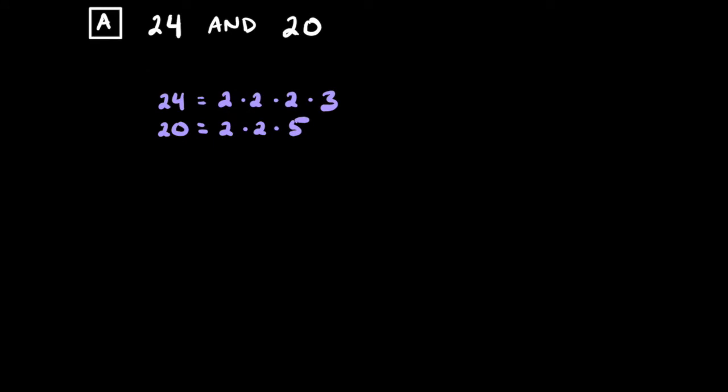Now that we found their prime factorizations, we see which prime factors they have in common. Since they both have a 2, I'm going to write it down once. Since they have another 2, I'm going to write that one down. Since they have nothing else in common, 2 times 2 would get us 4, which is the GCF.